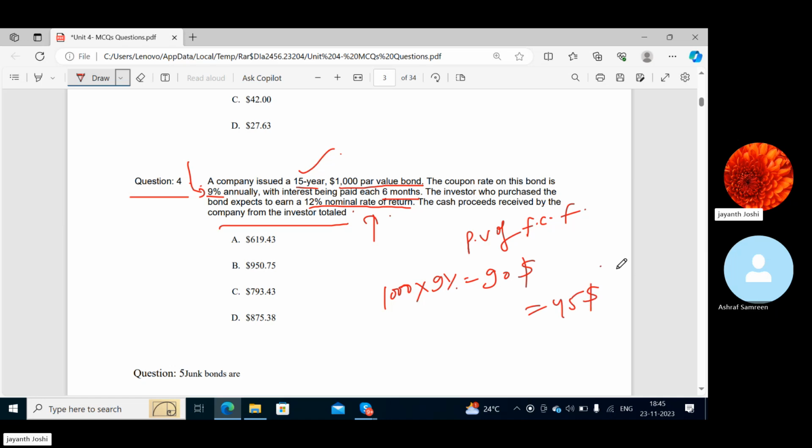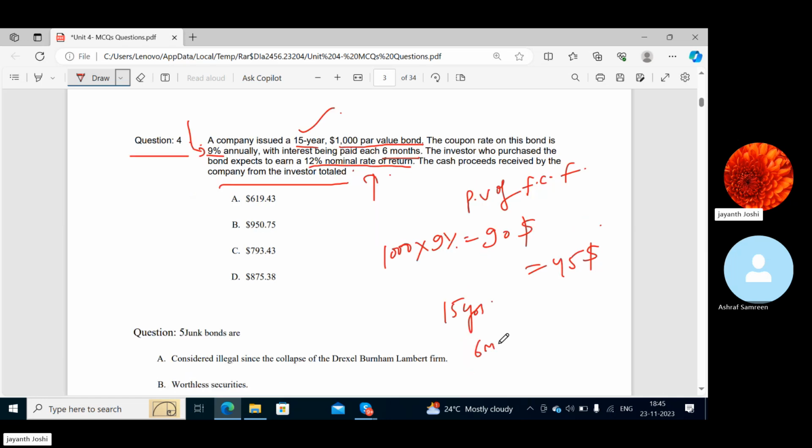So this is what we've got, and we are getting this $45 for how much period? For 15 years. And every 6 months they are paying the interest. So it will be 30 periods, right? 15 years is annual, but the coupon is paid every 6 months. So it will be 30 periods, right? So for this we have to take the annuity concept.